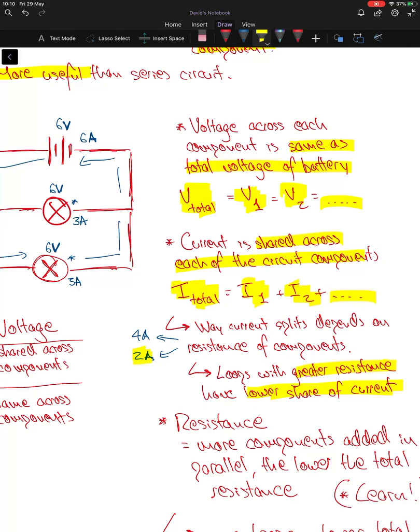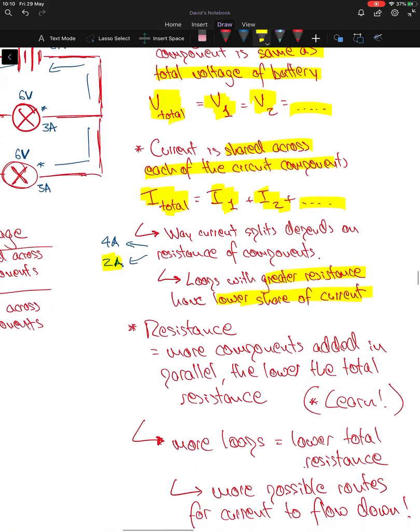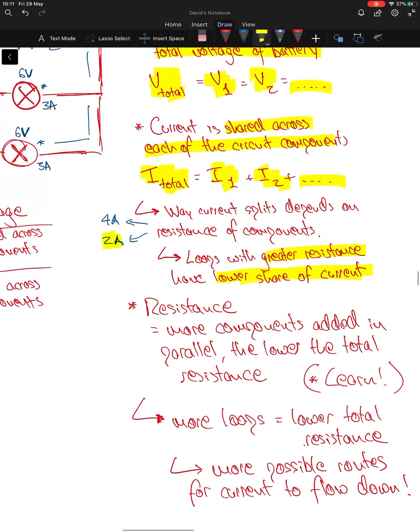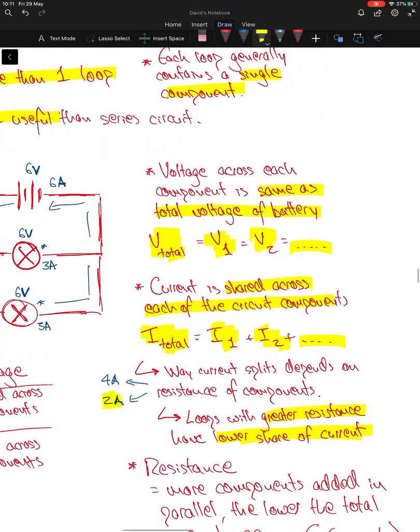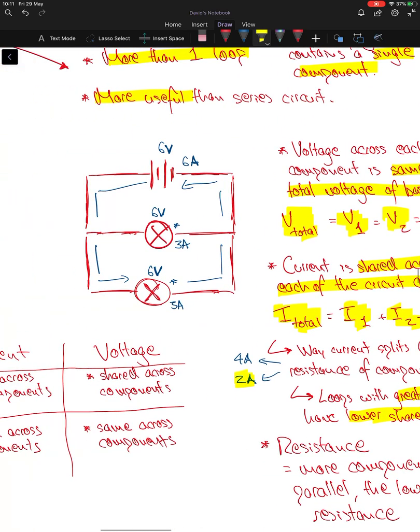The more components added in parallel, the lower the total resistance. So the key thing here is the more loops, so if we just go back up here a minute, think of this as one loop, think of this as a second loop.